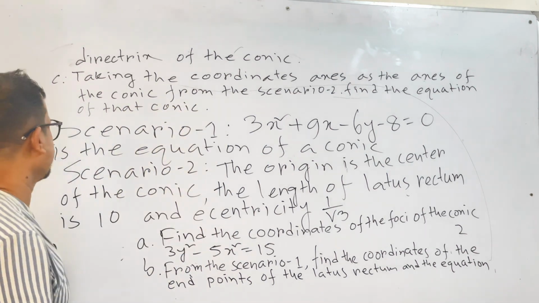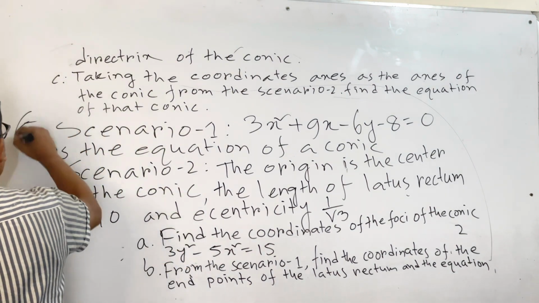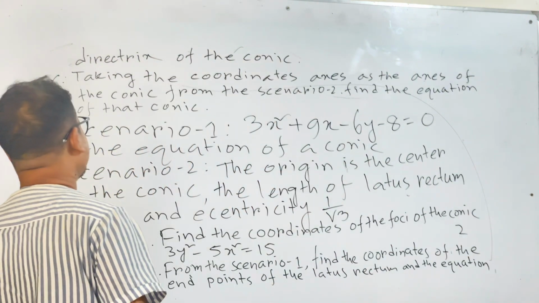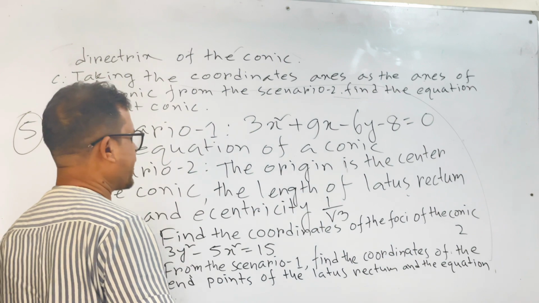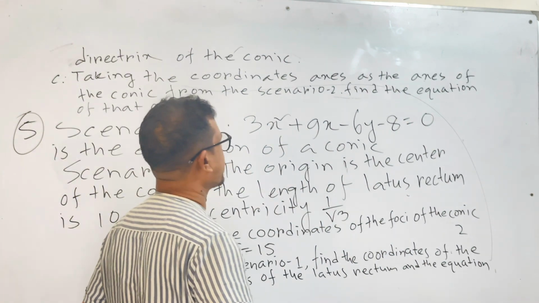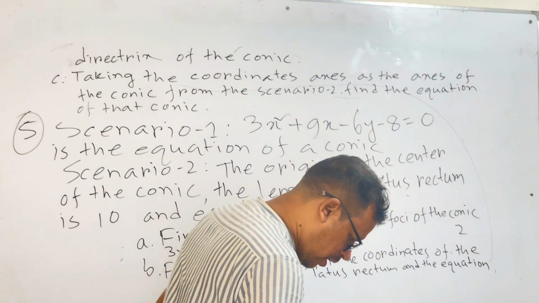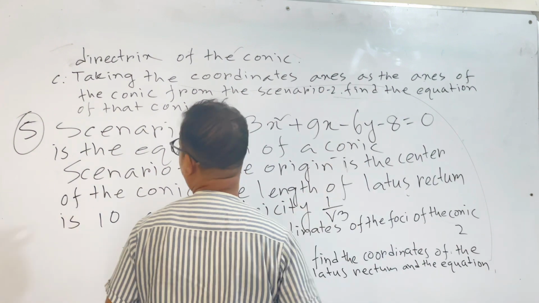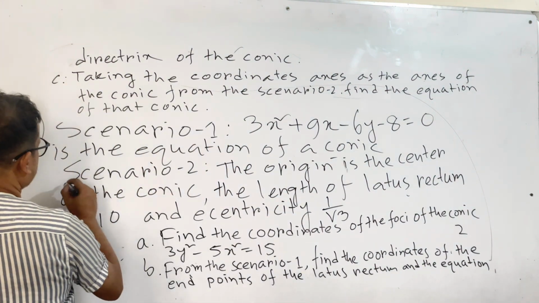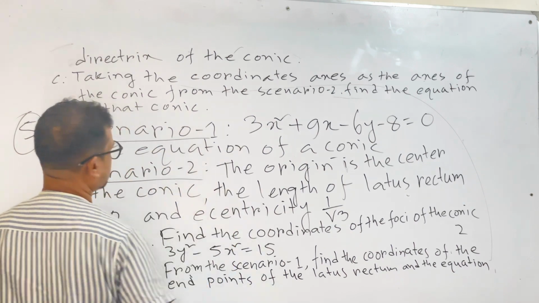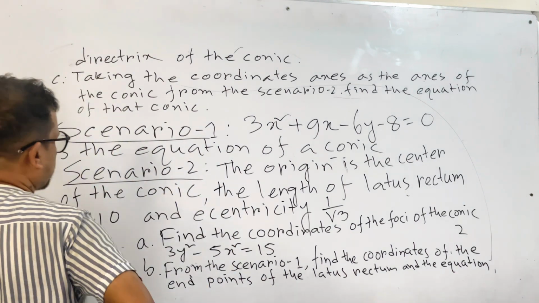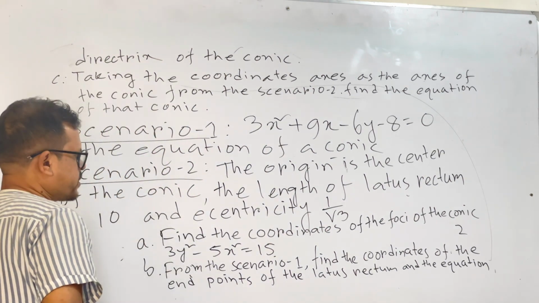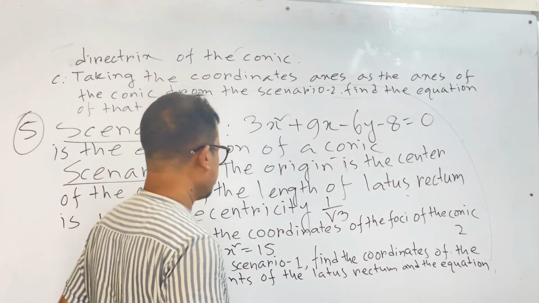Okay, two times I have to say this. Scenario 1, start from here. It's section group B, geometry and mechanics. Scenario 1: 5x square plus 9x minus 6y minus 8 equal to 0 is the equation of a conic. Scenario 2: the origin is the center of the conic. The length of the latus rectum is 10 and eccentricity 1 over root 3.